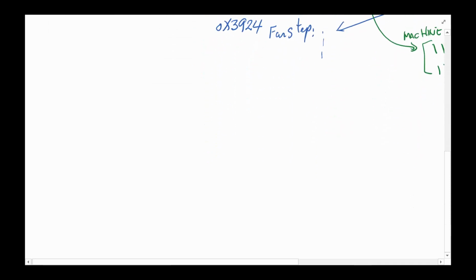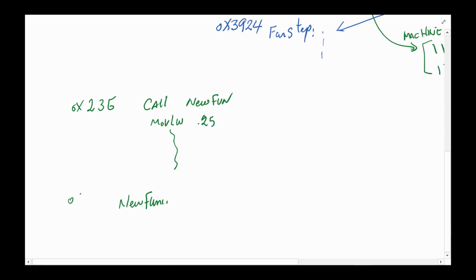So let's say we are sitting at location 236, and we make a call to new function. And there's other stuff here. Let's say this is move LW25, and let's say that's a decimal. And then let's say we have a new function down here, and let's say this is an address 0x2564, random. So these are the addresses of the instructions, okay?